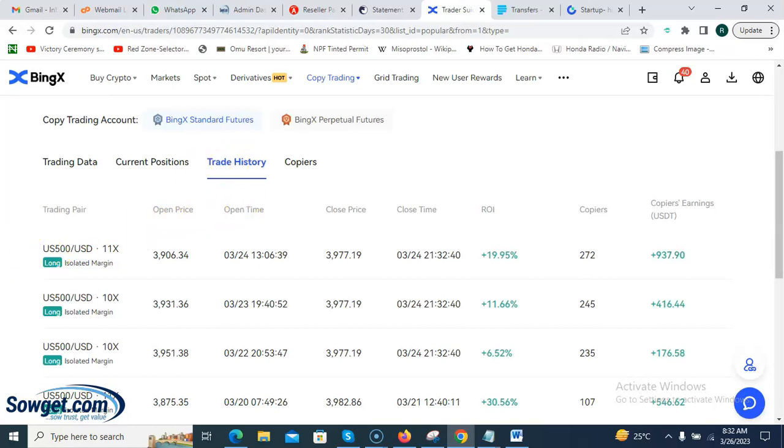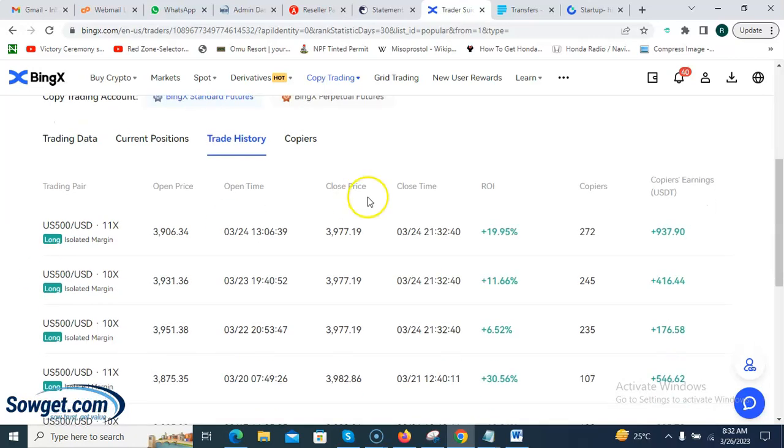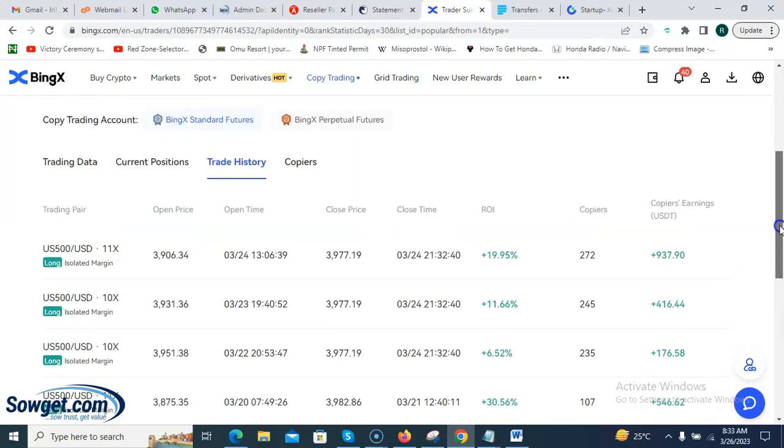You can see I've clicked on the trade history, and you can see the previous trade that this trader has made. The last trade he did was USD, okay, and you can see he made a return on investment of 19.95% for the entire funds that he's trading on. And you can see the copiers that traded this. Copiers simply means the number of copiers, that's traders like us, investors that copied this particular trade from him. And you can see the total amount of profit, the cumulative profit that all the copiers made. So you want to check this trade history to know very well about the performance of a trader.